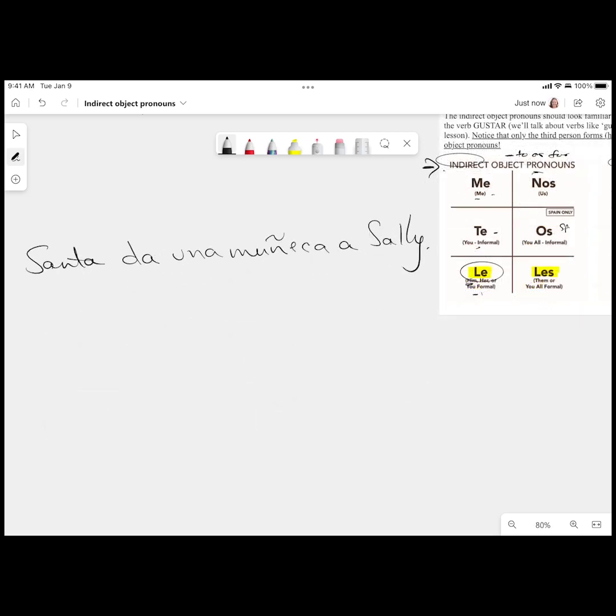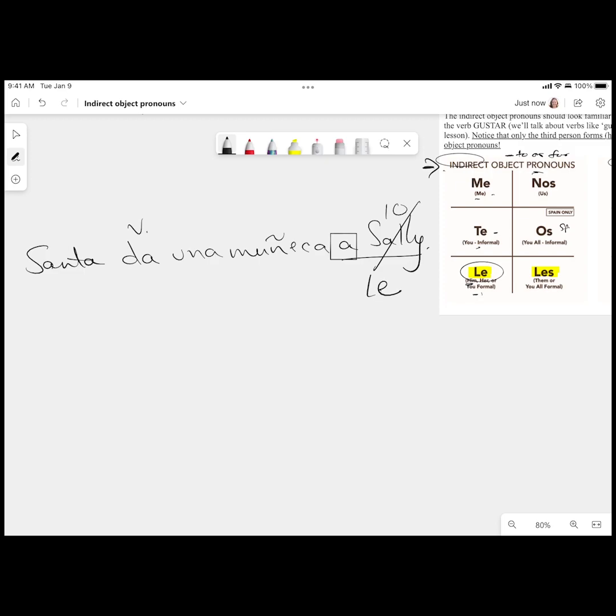Let's take another look at another sentence. Santa da una muñeca a Sally. Same thing, identify my verb, da. Step 2, identify my indirect object, which I find by asking to or for whom was the gift given. To Sally. I can also identify that by finding the a or the para, usually. So we know that Sally is my indirect object. Step 3, let's replace my indirect object with a pronoun. Santa gave the doll to me, to you, to her, to us, to them, y'all. Which one is it? Le.